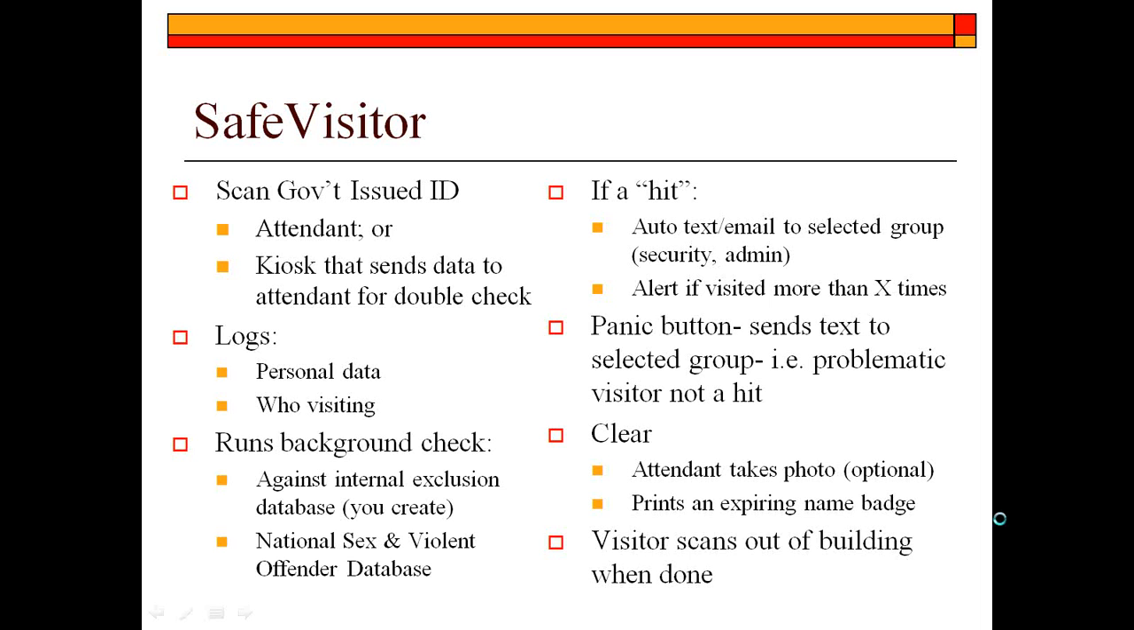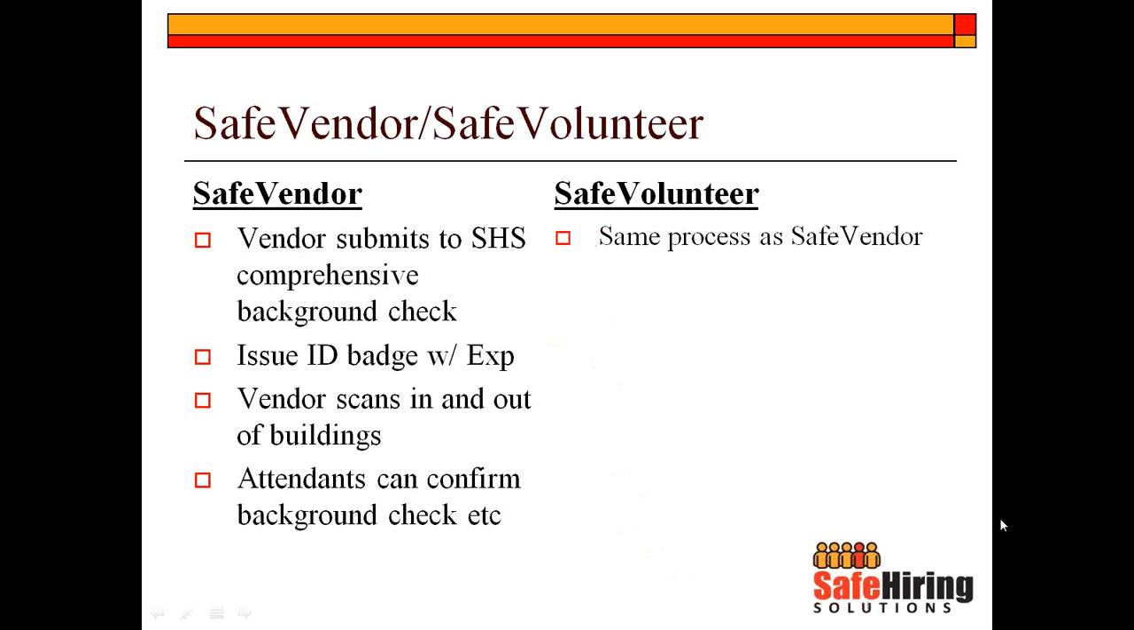So that's the first phase. As we work through and get into the second phases, the next phase is really going to deal with safe vendor, and safe vendor and safe volunteer are going to work almost mirrored and exactly alike. And these are optional. You can opt to use these, or you don't have to use these.